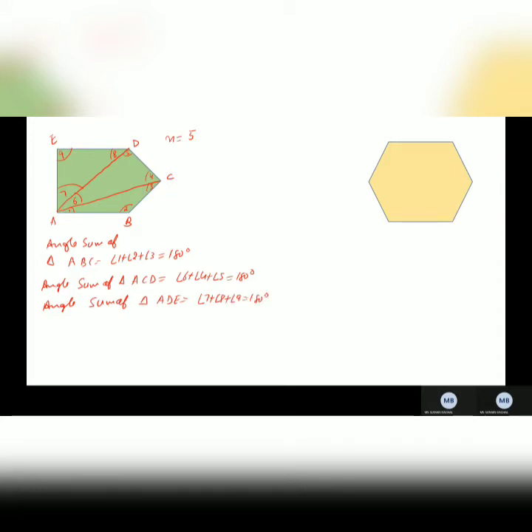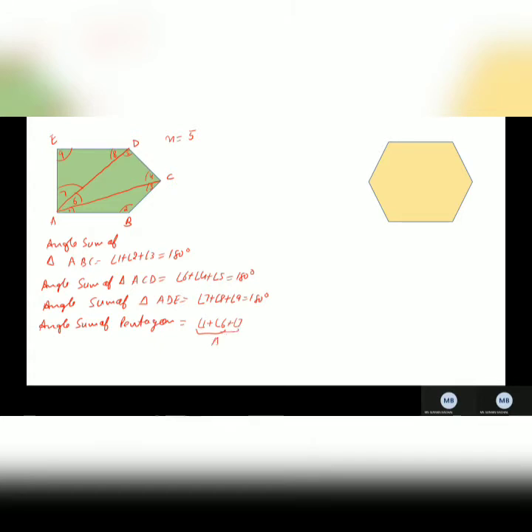If we add all these angles, now the angle sum of the pentagon is angle 1 plus 6, then angle 2, then angle 3 plus 4. Now this is the angle here, and here I will write angle 1 plus 6 plus 7 also.